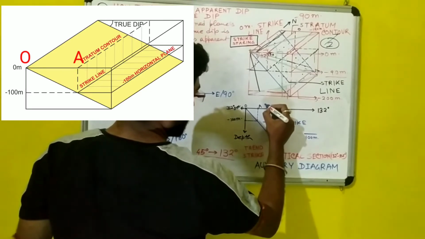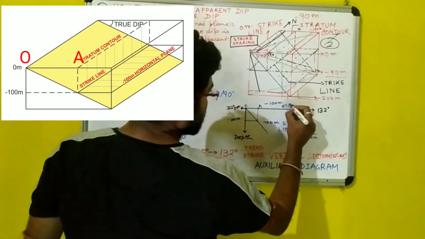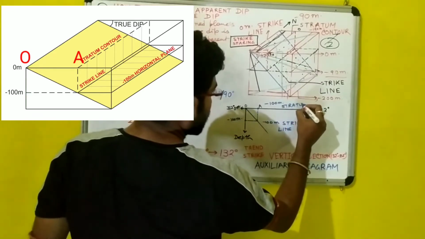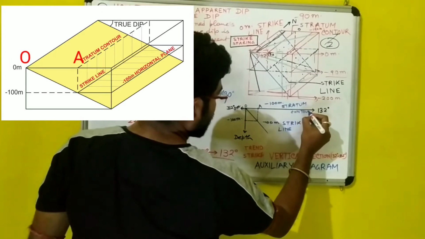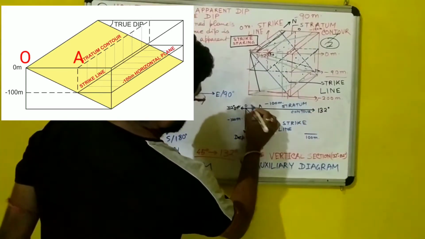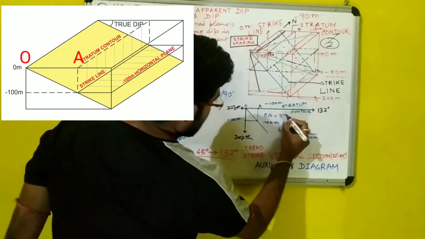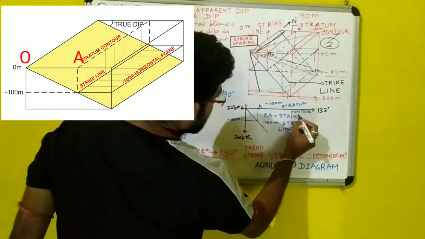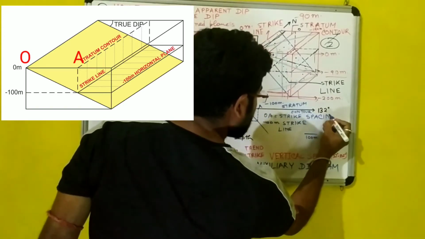We get the minus 100 meter stratum contour. So this OA, this distance is the strike spacing.